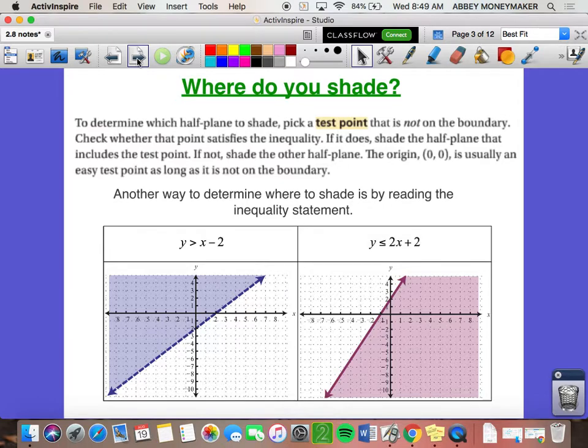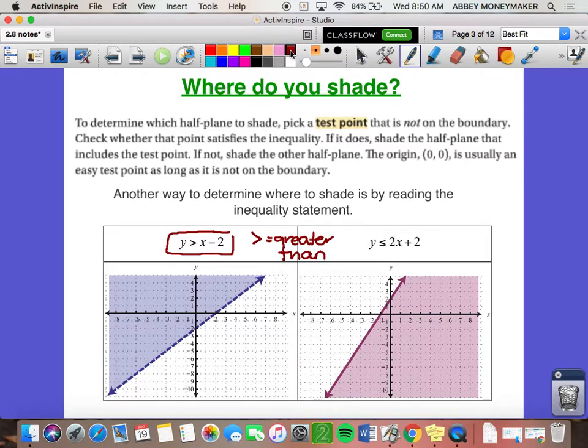On this slide, it talks about where you shade. The textbook talks about using a test point. However, the Algebra 2 team feels the best way for you all to learn which area to shade is by reading the inequality statement. So let's look down here at the bottom at this equation: y is greater than x minus 2. If your sign is pointing this way, that means it is greater than.